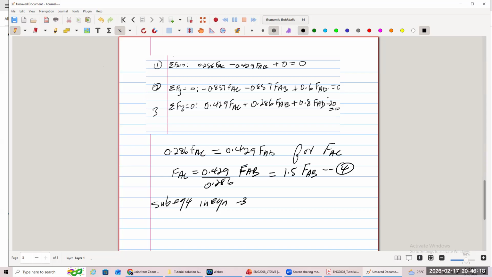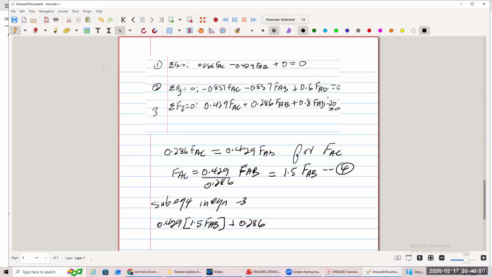So anywhere you have AC, you put that in. So it will be 0.429, open bracket, and you put 1.5 FAB. Now you have to be very careful here, guys, because if you don't do the substitution right, you just continue working, and it will not drop out. So it's done by inspection, you learn them over a period of time.